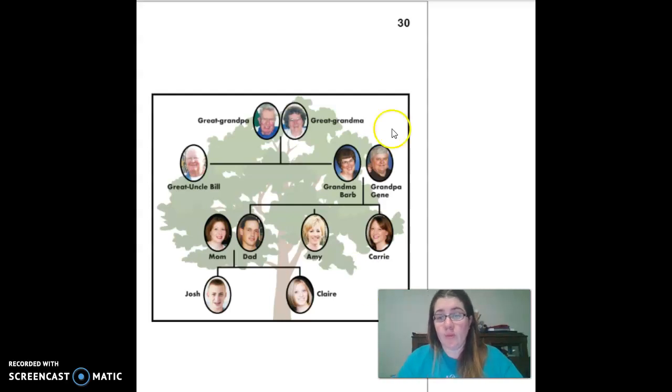So now if we look at the family tree, we have great grandpa, great grandma, great uncle Bill, Grandma Barb and Grandpa Gene, Claire and Amy, mom and dad, and then mom and dad have Josh and Claire. So when you look, these two people, their genes combined when they created Grandma Barb. So then when Grandma Barb and Grandpa Gene had Carrie, Amy, and Dad, their genes intertwined for those three. And then when Mom and Dad had Josh and Claire, their genes intertwined.